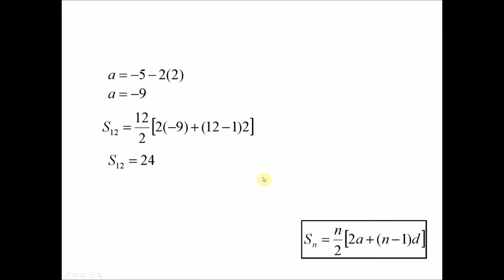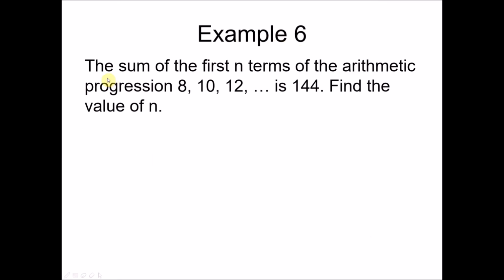S12 equals 24. Example number 6. The sum of the first n terms of the arithmetic progression. Okay, so we know it's an arithmetic progression. We're going to find the sum, so we know we need to use the formula. This time, given that the sum is 144, instead we need to find how many terms there are. Now the value of n is the number of terms.